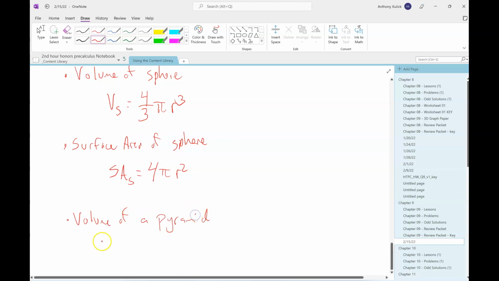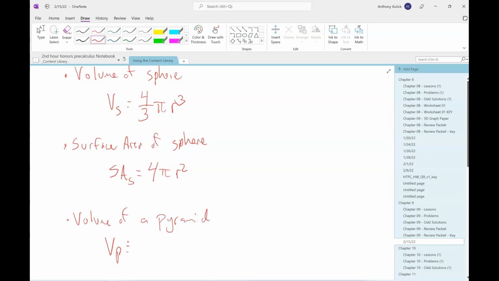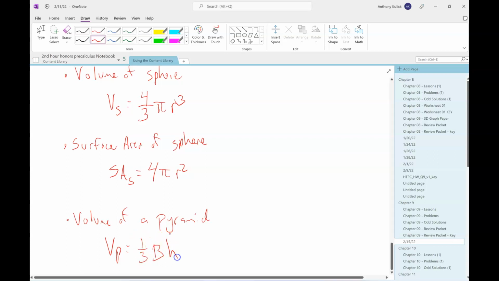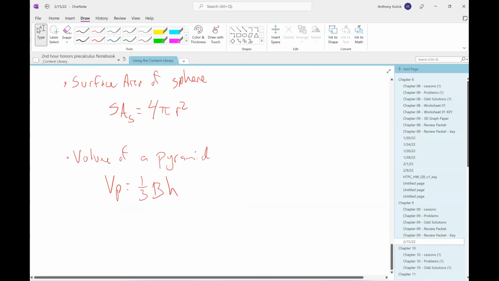How about the volume for a pyramid? Still one-third area of the base times height. Here I'm not going to be more specific because you're going to have pyramids with lots of different shaped bases, right? It's not necessarily always a circle. In fact, it's never a circle because that's a cone. But it could be a triangle or a square or a pentagon or a hexagon or all manner of terrible objects. So we won't be very specific there. We'll just use area of the base.